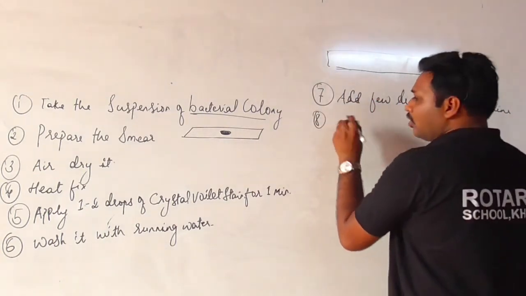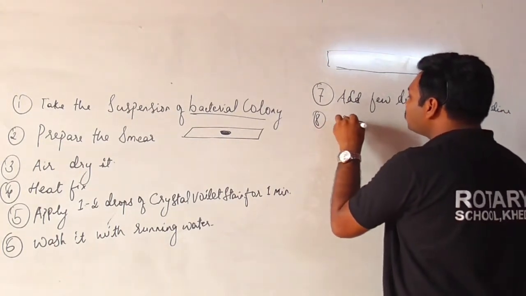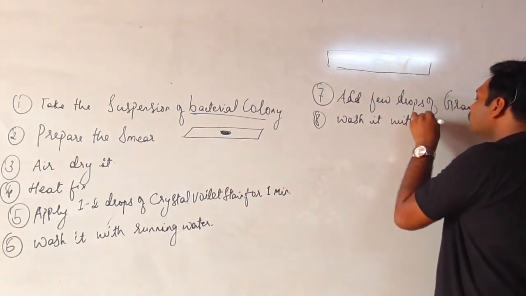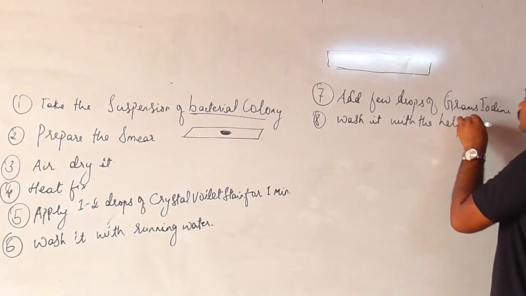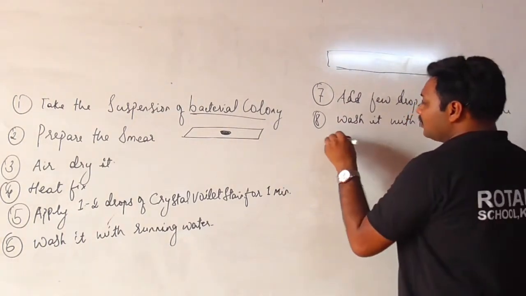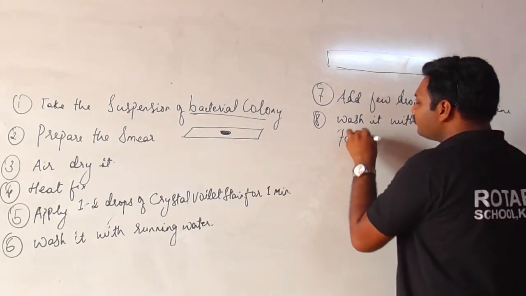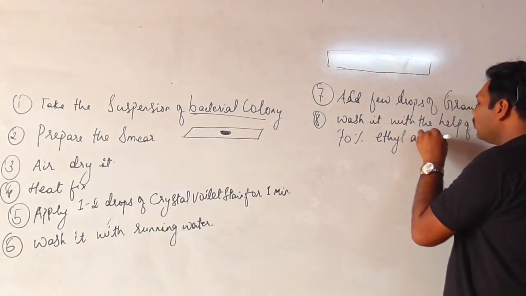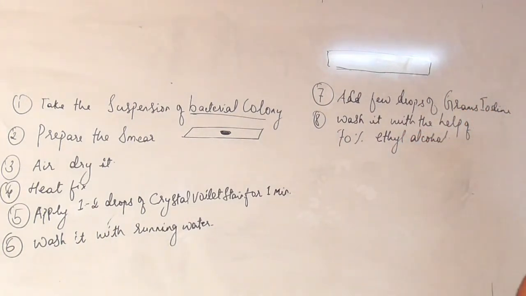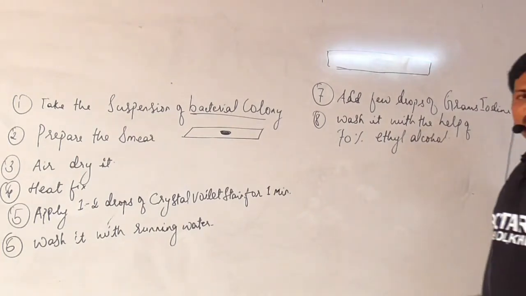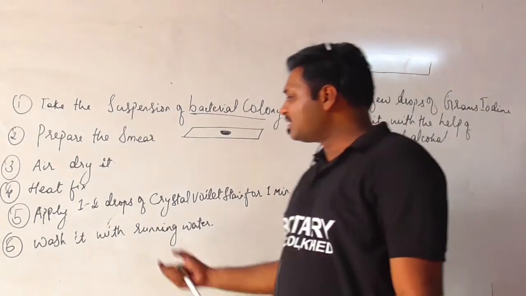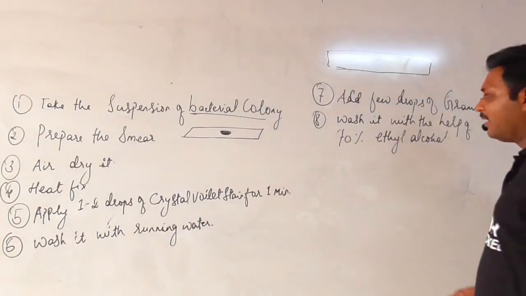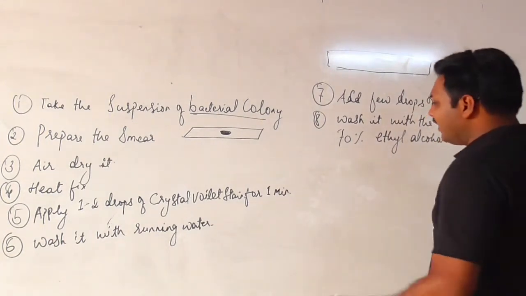Then wash it with the help of 70% ethyl alcohol. It acts as a decolorizing agent. That means if excess crystal violet has been absorbed by the bacterial smear, it will be removed with the help of 70% ethyl alcohol.